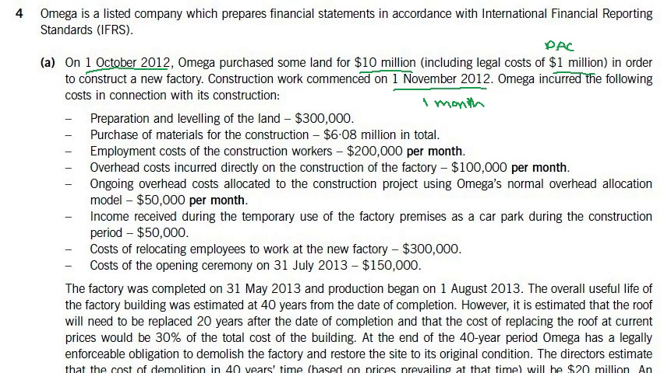Employment costs of the construction worker, 200,000 per month. We have 11 months. It is from November to September 30th, 11 months. So 200 would be multiplied by 11. And overhead costs incurred directly on the construction of the factory, 100,000 per month. Let's include all these three costs.